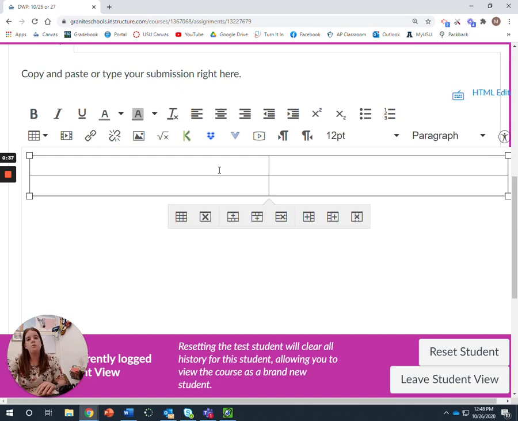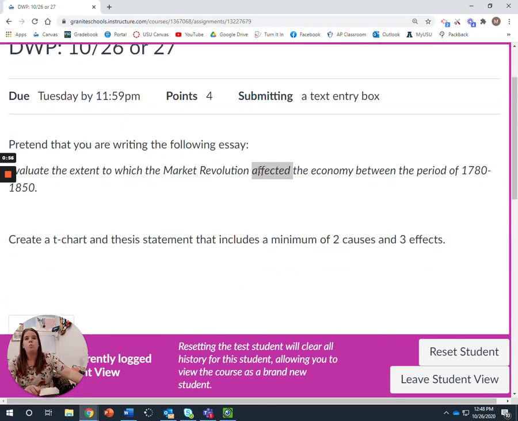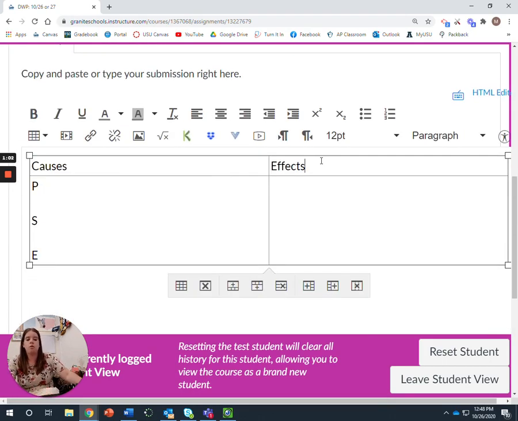So remember, what goes on the left side of your causation essay T-chart? How about causes? Then on the right, what goes on the right side of the T-chart? This is going to be effects. Now remember what is going to go in the center. PSE, political, social, economic. And if you notice, what are we going to focus on the most? Causes or effects? The correct answer is effects. So we're going to go ahead and put some stars right here because we need to make sure that we focus on that for these sections.